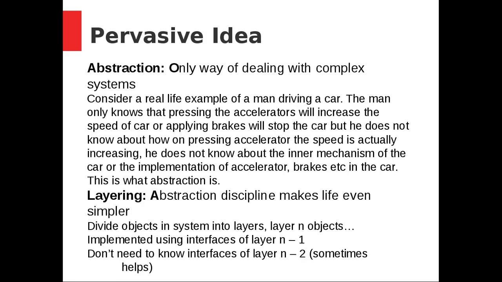Well, I have considered a real life example here. Let us consider a man who is driving a car, and let us consider he does not have any knowledge about the internal functionality of that car. So basically, he just knows that he is pressing the accelerator, the car is moving in a certain direction, and when he applies brakes, the car stops moving. He does not know how applying the brakes would influence the car's mechanical properties so as to stop the car. Hence, this is what abstraction is.